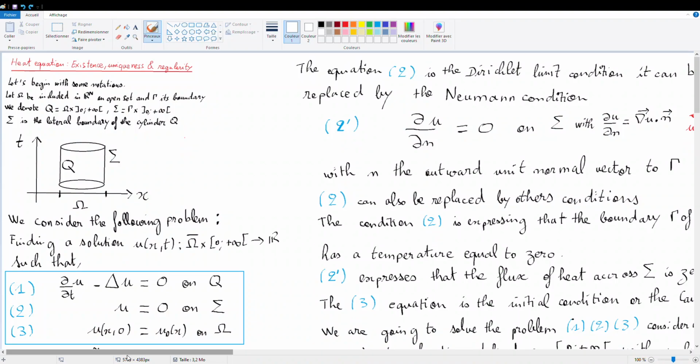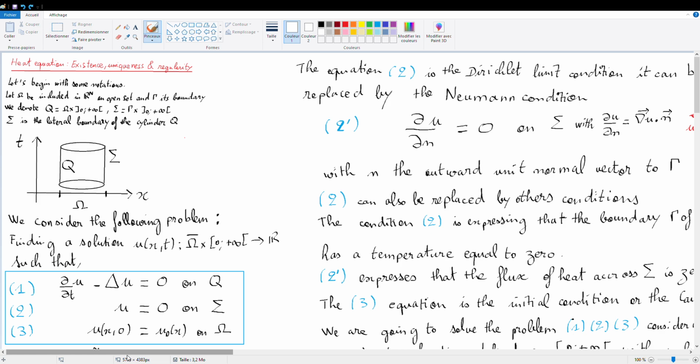Hello everyone, in today's video we're going to talk about the heat equation, more precisely the existence, uniqueness and regularity of the solution. Let's begin with some notations. Let omega be included in R^n, an open set, and gamma its boundary.